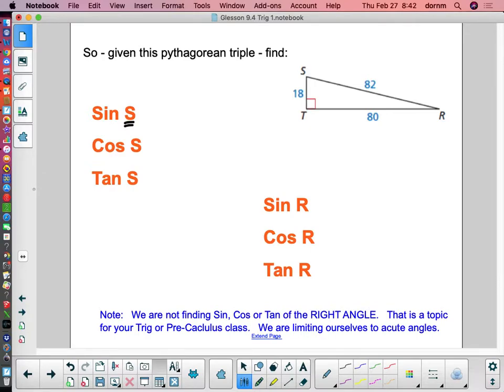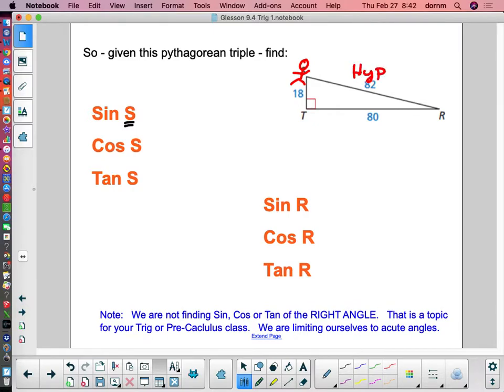Where am I standing? I'm standing here at angle S. Okay? So what I like to do, especially when I'm first starting out with problems like this, is draw my little stick figure there, and then label the sides. Which side? I start with the hypotenuse. Should be obvious which side is the hypotenuse here because it's the longest side. Which one is it? By length, by number, 82 is my hypotenuse.